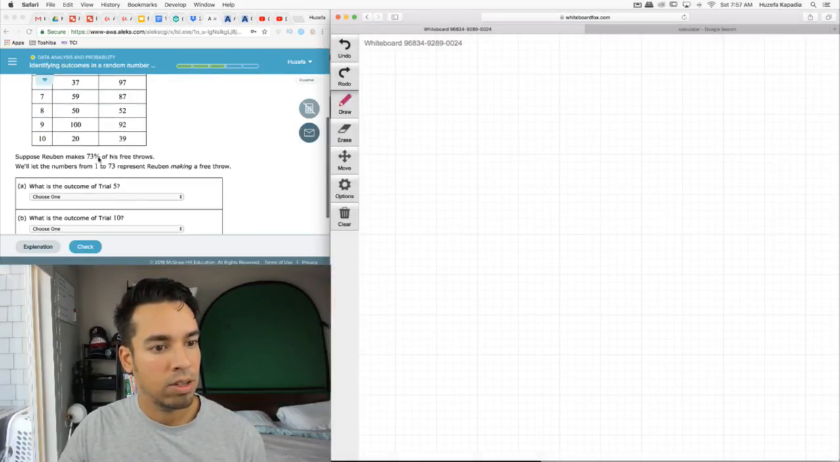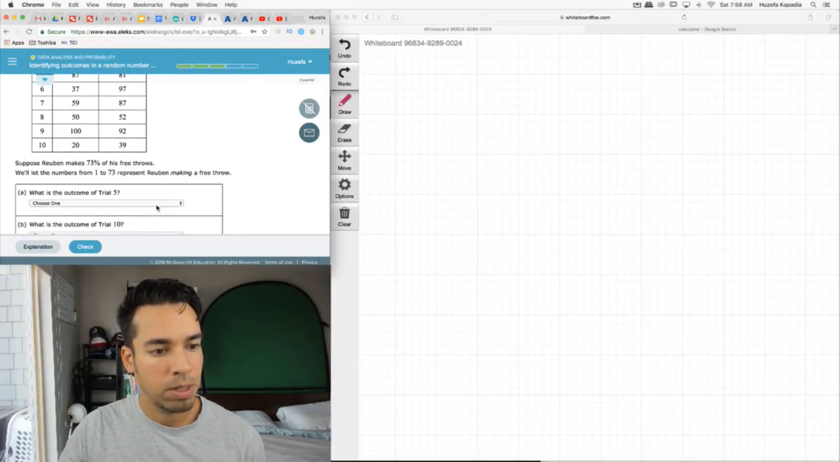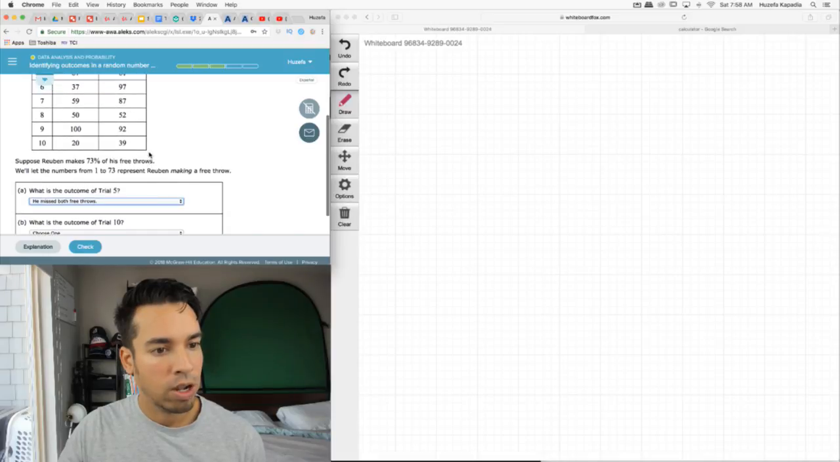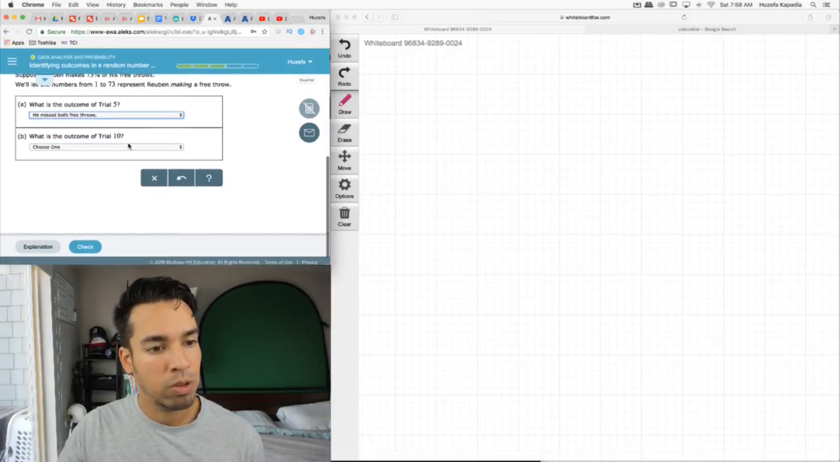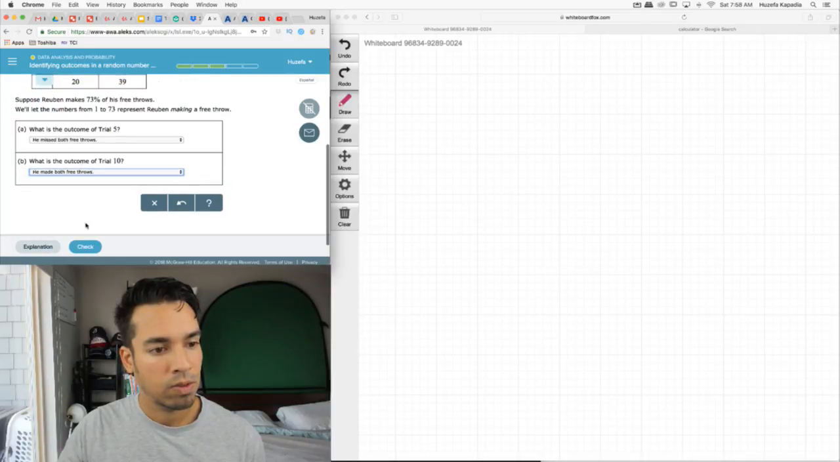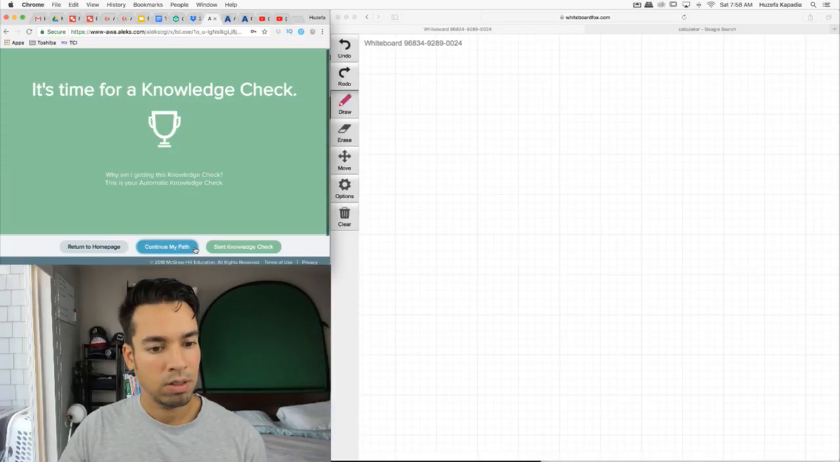Okay, last but not least, 1 through 73 means making a free throw. What's the outcome of trial 5? Well, that's miss and miss, right? A make would be 73 or under. So she misses both. Outcome of trial 10, 1 through 73 is a make, so those are both made here. And we're done. Let's keep going.